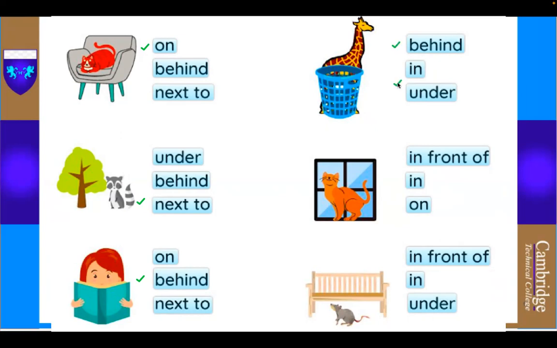Next one. The cat is in front of the window. In front of. And the mouse is under the bench. Under. Yes, very good. Excellent. So far, so good. Do you have any questions, guys? Yes, what's the difference between in front of and opposite? Okay. So for example, let's have here.